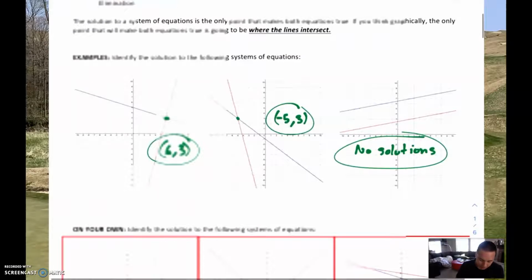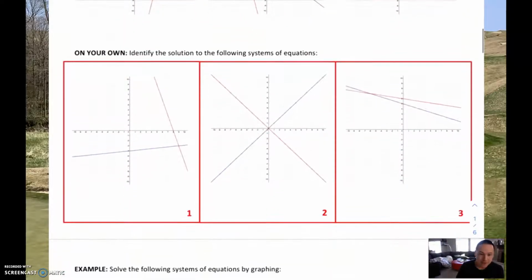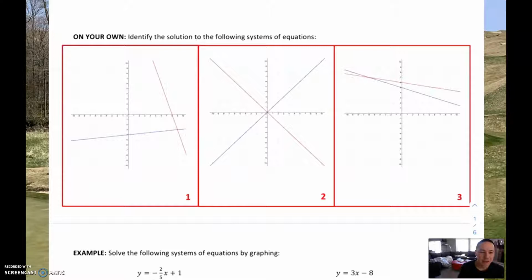So there's the first three. Go ahead and pause the video and try the next three on your own. Should be some easy points for these assignments. So go ahead and hit pause. When you're done, come on back and we will move on to solving them by graphing.